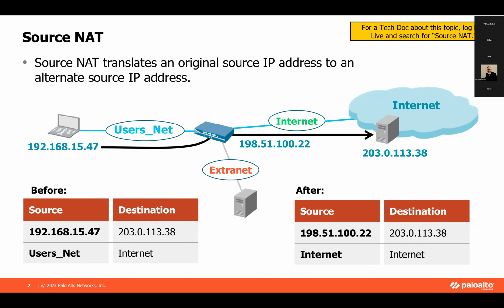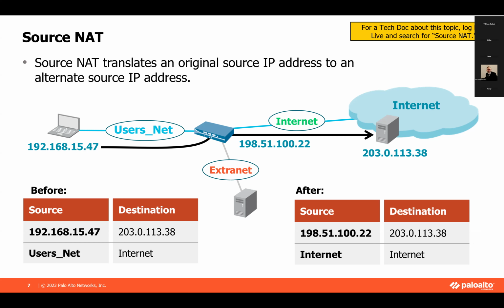So source NAT is going to translate an original source IP address to an alternate source IP address. So for example, if you're coming in off the user's net, you're going to have a 192.168.15.47. You're going to hit the network and want to go out to the internet. Your public IP, or the outside of your firewall, is the 198.51.100.22. That's what you're getting translated to. And then on all the way out to the internet, which is your 203.0.113.38 in the case of our lab.